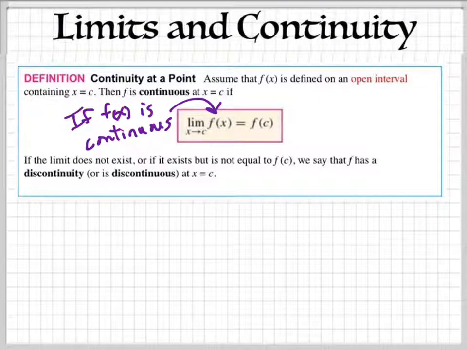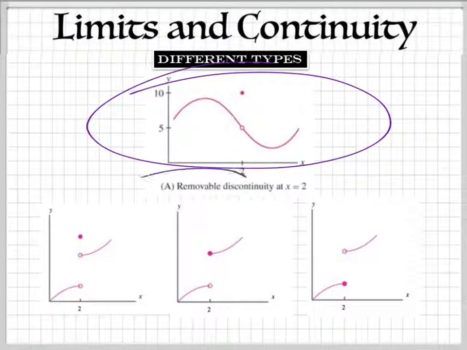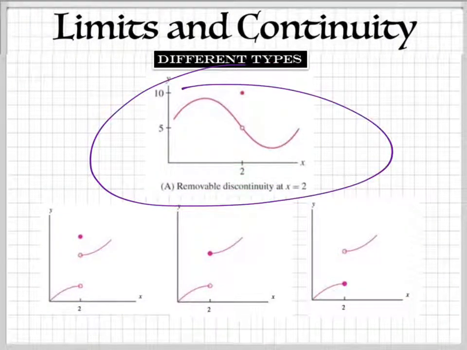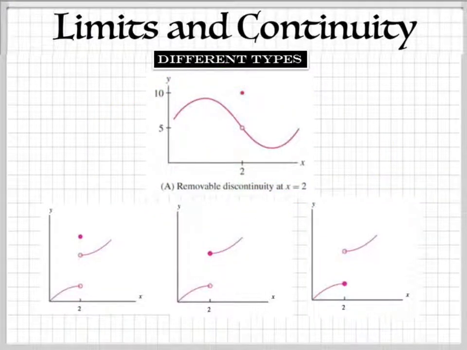All right, so let's take a look at this first one. There are different types of discontinuity. The two different types are shown right here in this one, and these guys right here. This first one is a removable discontinuity. The reason it's called removable is because the limit does exist here, except it's not the same as when you would plug it in.